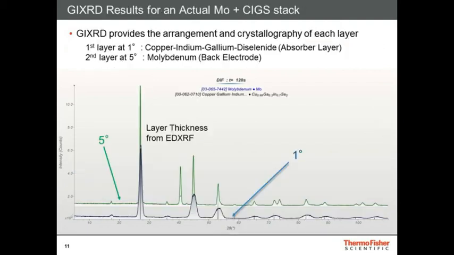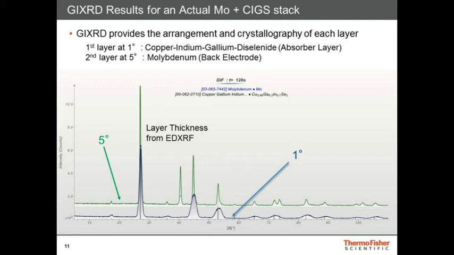If we now do phase analysis to see which peak belongs to which phase, we can clearly identify copper, gallium, indium selenide in the 1 degree scan, which is shown on the bottom. And at 5 degrees, an additional peak appears, and this one belongs to molybdenum. So this one is the back electrode. So we can see the first layer at 1 degree, copper, indium, gallium selenide, the absorber layer, and by increasing the angle, we can also measure the deeper molybdenum layer, which is the back electrode.